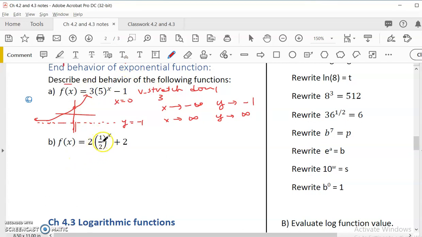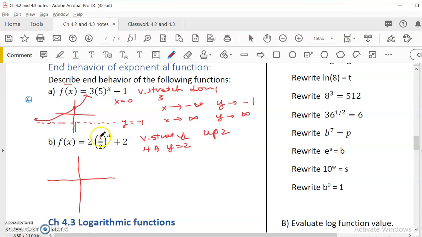The second one is 1/2 to the x, plus 2, and multiplied by 2 outside. Of course the transformation is still a vertical stretch because of the a, but I have added 2, so a vertical stretch with an up 2. Up and down affects the horizontal asymptote. We know that the horizontal asymptote now becomes y equal to 2. It used to be 0, but you add 2. So I'm going to build a graph like this.